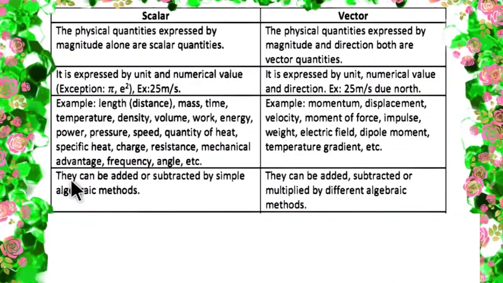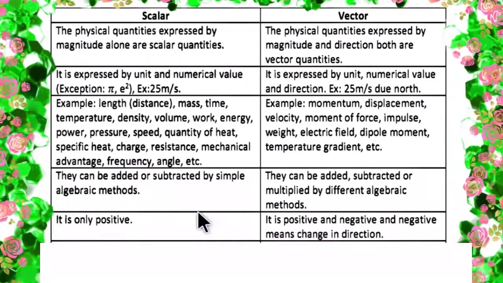Scalar quantities can be added or subtracted by simple algebraic methods, whereas vector quantities can be added, subtracted or multiplied by different algebraic methods. Scalar quantity is always positive, whereas vector quantity can be positive as well as negative. And negative means change in direction. When the value of a vector is negative, when the physical quantity has a negative magnitude, it means that the physical quantity is working in the opposite direction.